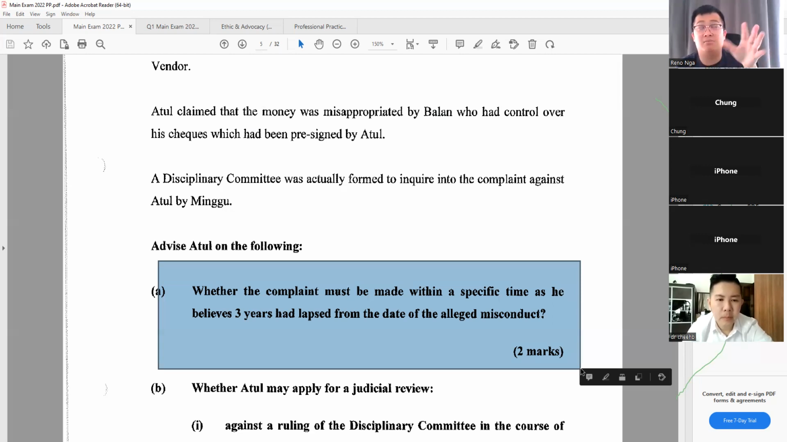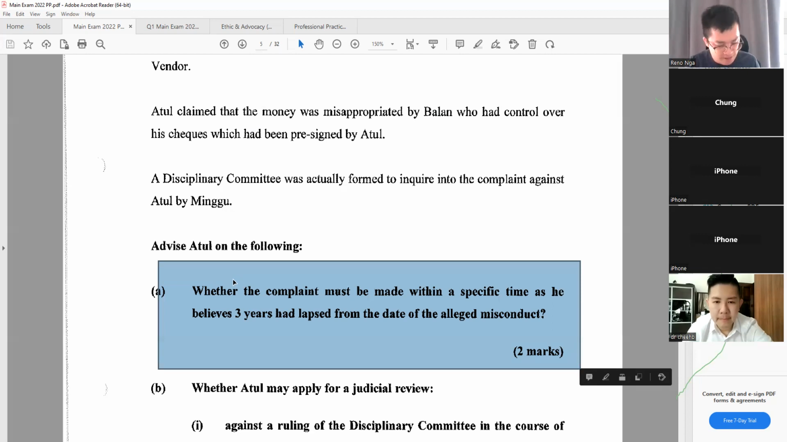It's not unlike 10 marks or 20 marks. They will require a lot of cases, like yes, no, argue, different scholars say things differently. But for 2 marks, it is quite sure, it's a straightforward answer. So this is about legal profession disciplinary actions. So of course we need to refer to our Legal Profession Disciplinary Proceeding Rules 2017.